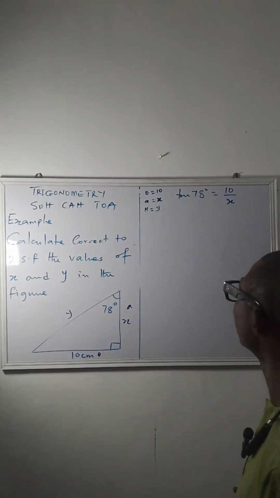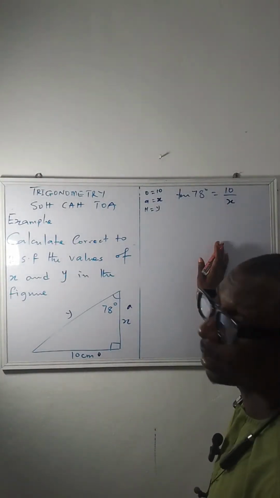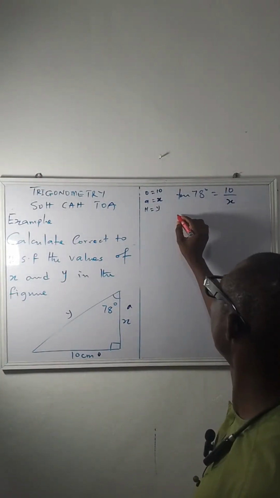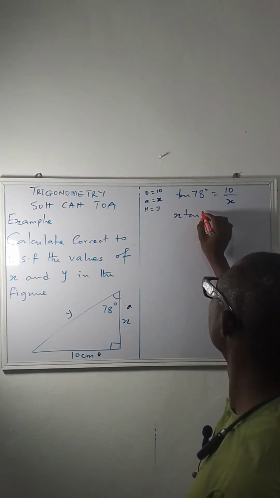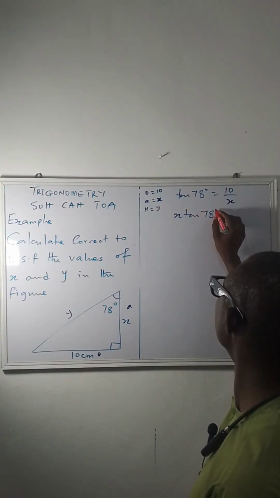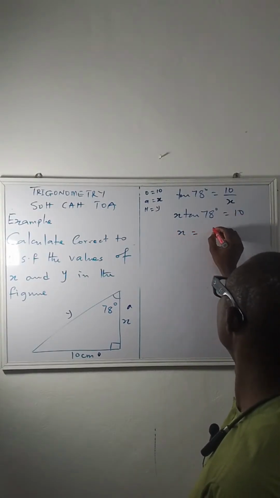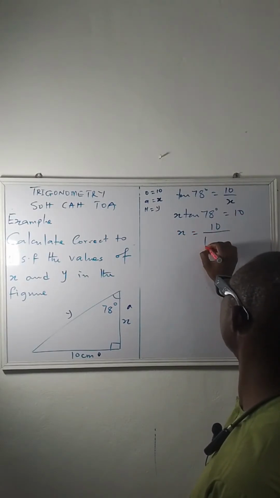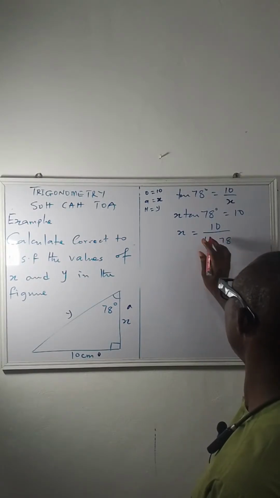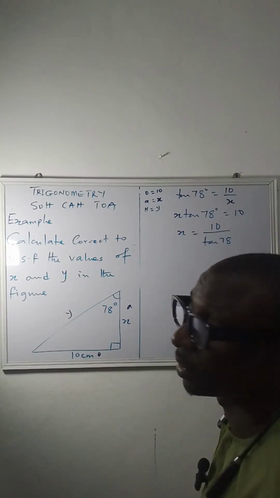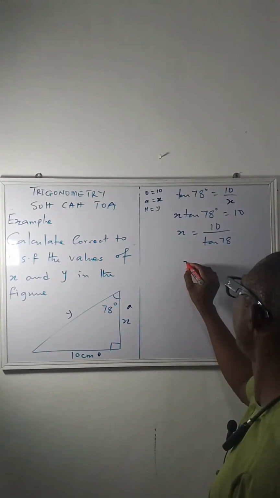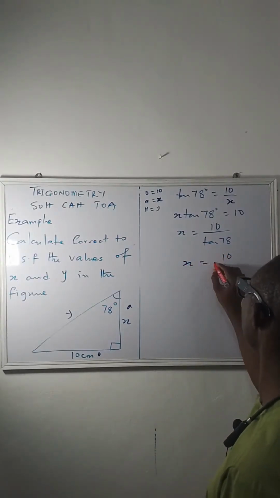All right. So now here you cross multiply. So when you cross multiply, you have x tan 78 degrees equals 10. So that means x equals 10 over tan 78. Now here when you divide both sides by tan 78, x equals 10 over tan 78.